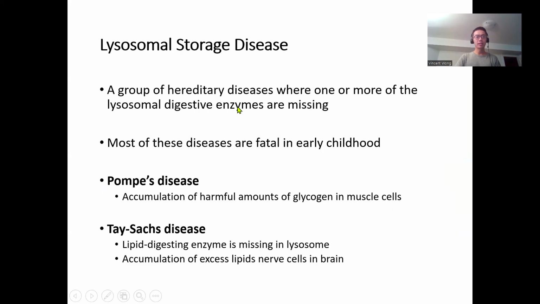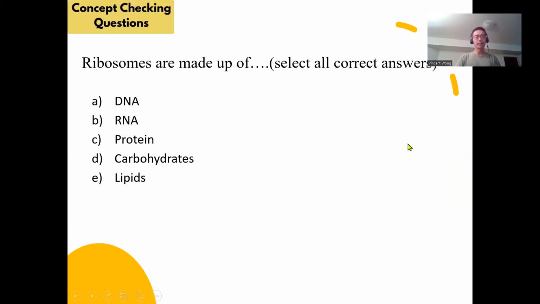We talked about all these things already, and that's it. Okay, so ribosomes are made up of. Now, for the interest of time, I'm just going to tell you the answer. We'll do more polls later. Ribosomes are made up of rRNA as well as protein. So B and C.